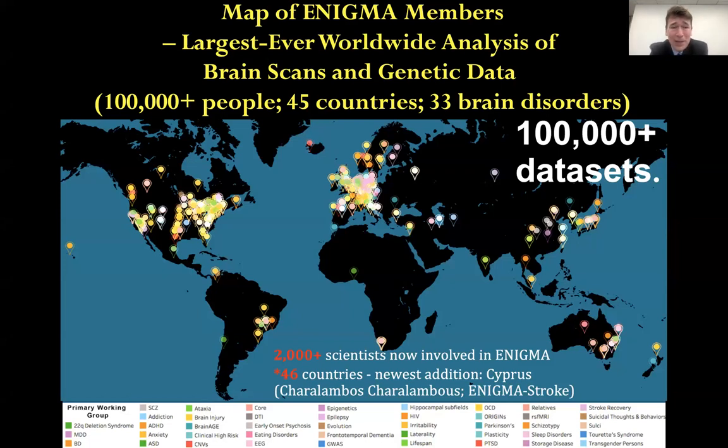So here's where the data is. It's all over the world. The colors represent the different diseases that are being studied. There are many of them. And obviously, with this number of scientists involved, there has to be a coordinated way of analyzing the data, which I'll talk about next.